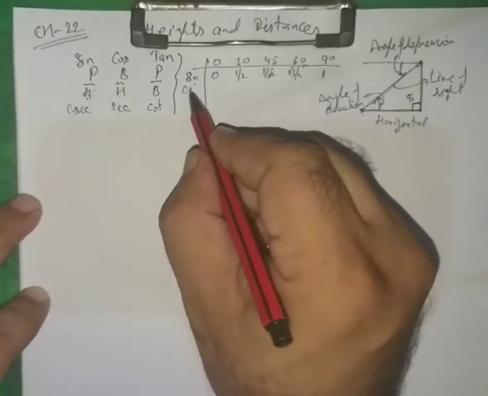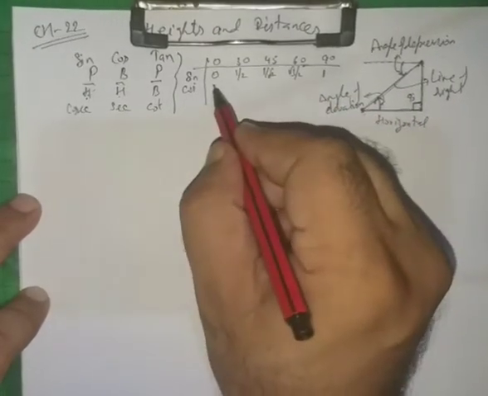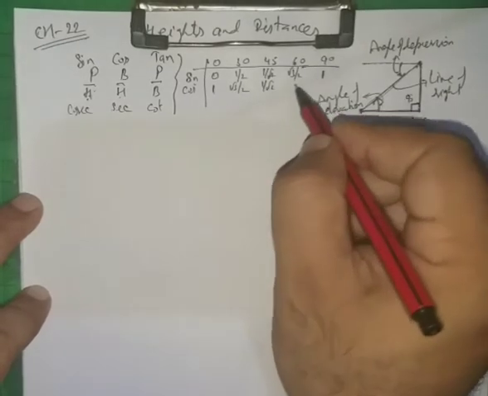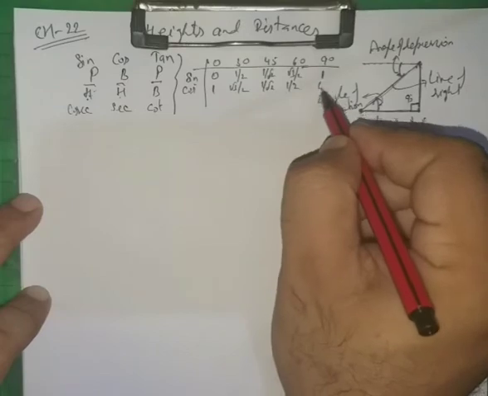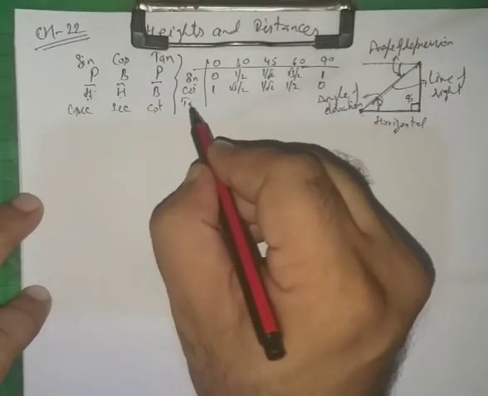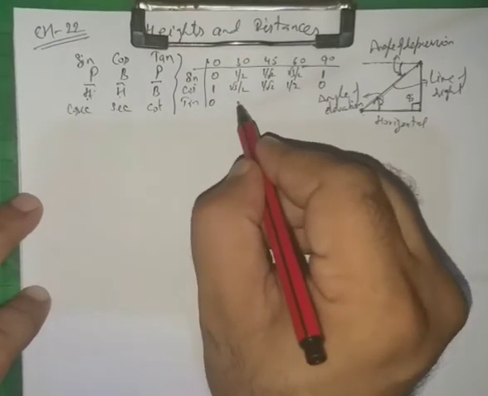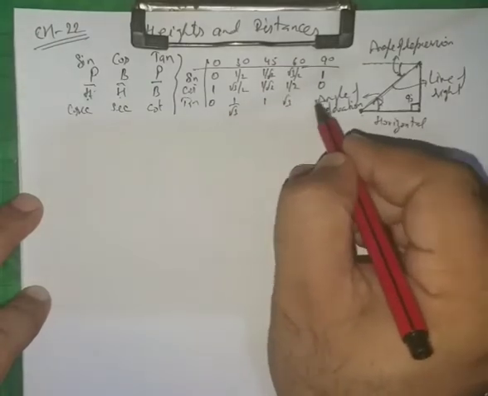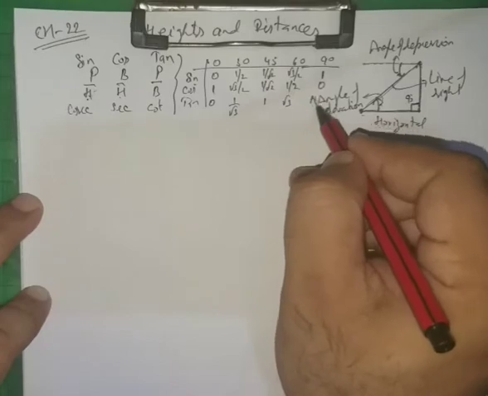And similarly for cos theta, this table will be repeated. So this will be 1, this will be root 3 over 2, this will be the same 1 over root 2, this is 1 over 2, and this is 0. And for tan theta we will divide the two, so this will be 0, this is 1 over root 3, this is 1, this is root 3, and this is not defined.